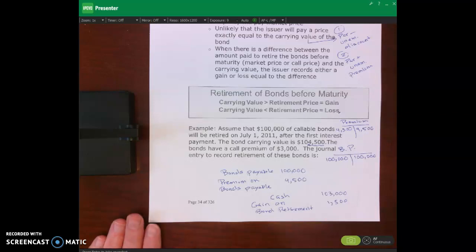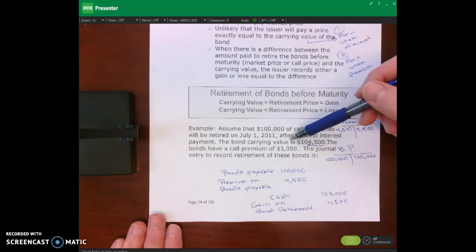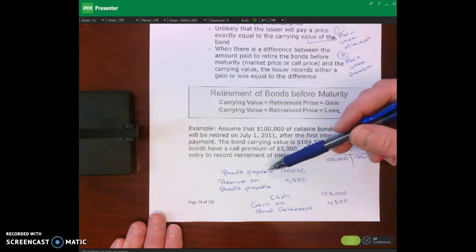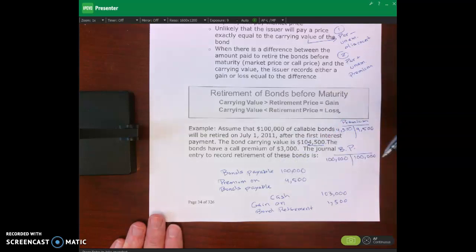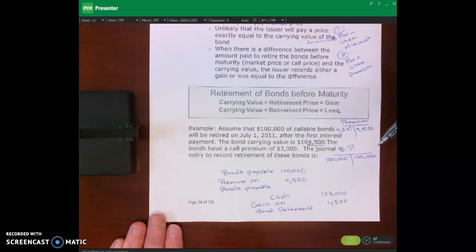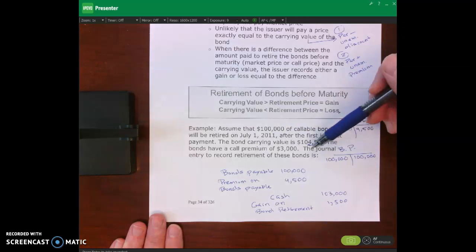So recall when we left off with the last lecture video, we did this problem, and we showed our gain on retirement, our cash, our bonds payable, and our premium on bonds payable. And this one had a call premium of $3,000. So I want you to redo this problem. Same par value, 100,000. Same carrying value, 104,500.